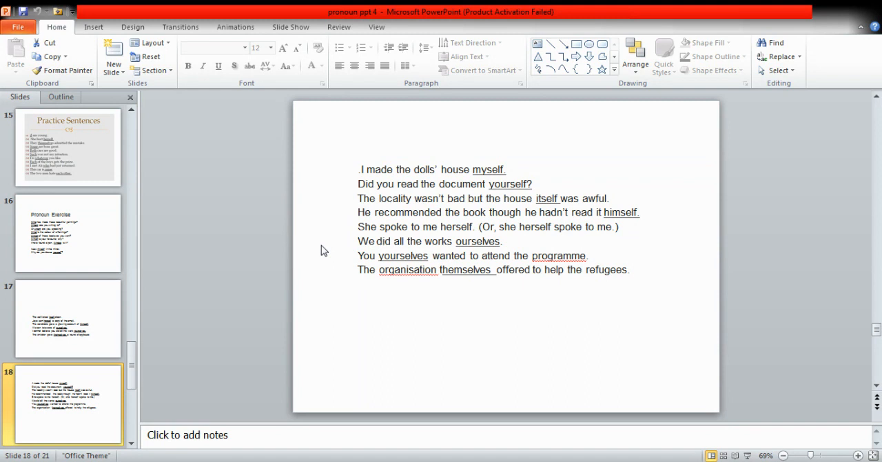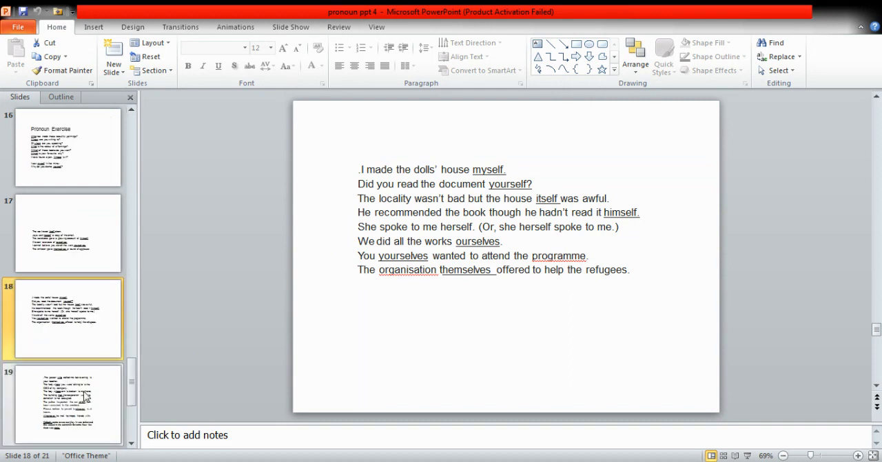Did you read the document yourself? The locality wasn't bad, but the house itself was awful. He recommended the book though he hadn't read it himself. She spoke to me herself. We did all the work ourselves. You yourself wanted to attend the program. The organization themselves offered to help the refugees. It means that in all these sentences, the underlined self words are there just to put the emphasis. Otherwise, without them, the sentence was complete and meaningful.